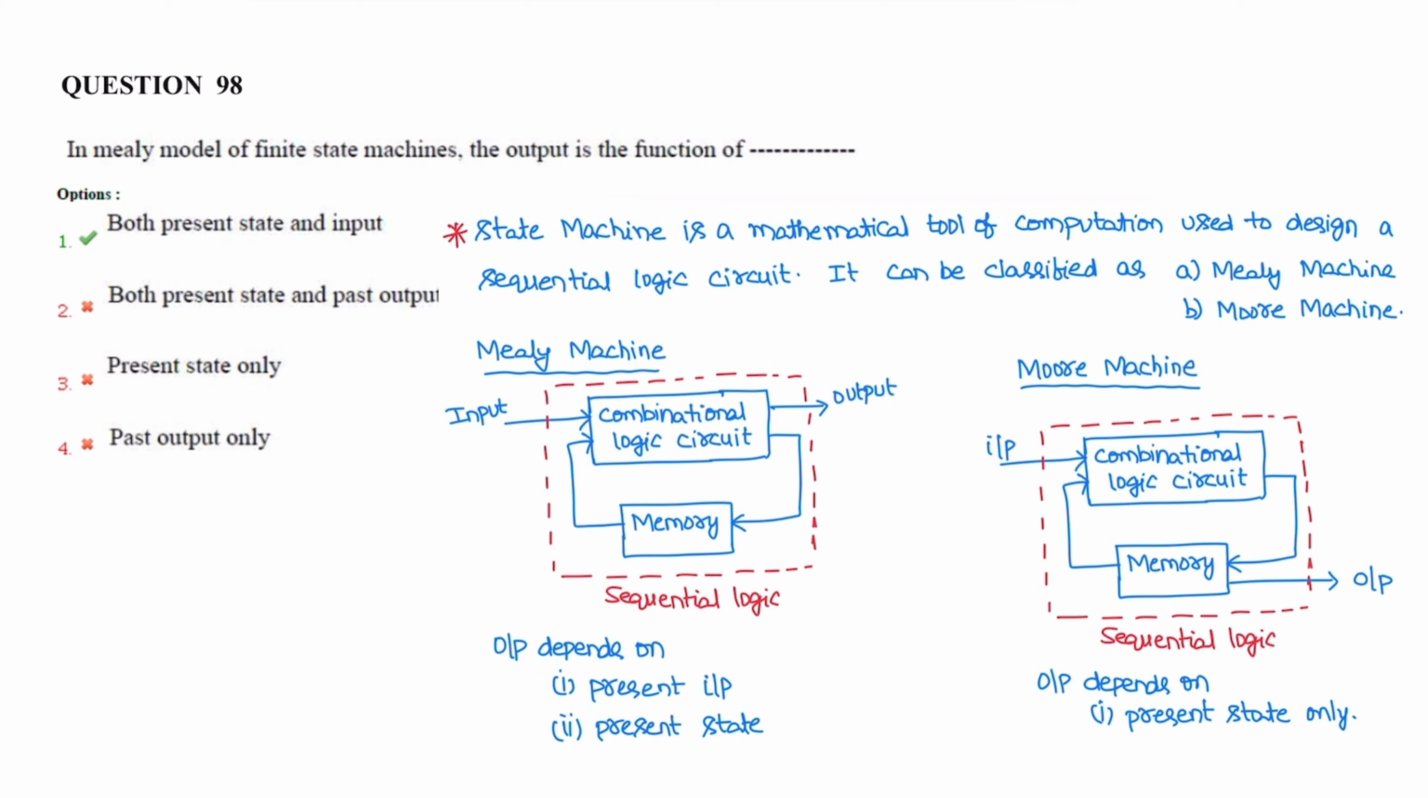In a Mealy machine, the output depends on present input and present state, whereas in a Moore machine, the output depends on the present state only. It is not depending on input. Therefore, the correct answer is option 1. In a Mealy machine, output depends on both present state and present input. In a Moore machine, output depends only on present state.